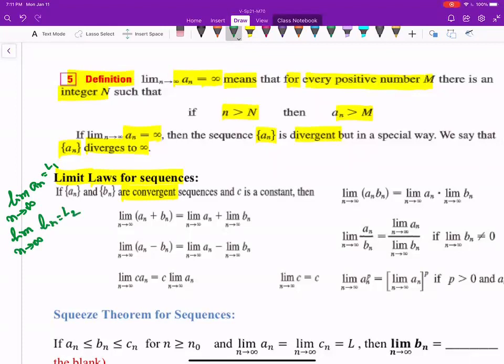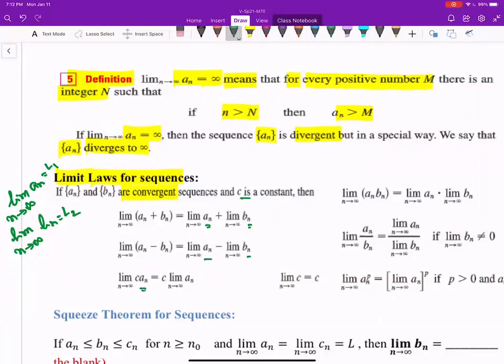If sequence An and sequence Bn are convergent sequences, and C is a constant, then the limit as n approaches infinity of an plus bn is the limit of the nth term of the first sequence plus the limit of the nth term of the second sequence. So the limit as n approaches infinity of an minus bn is the limit as n approaches infinity of an minus the limit as n approaches infinity of bn.